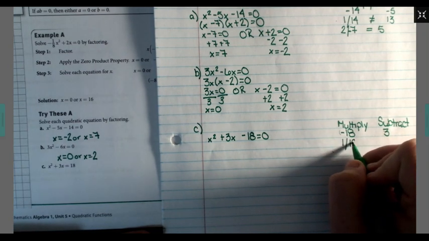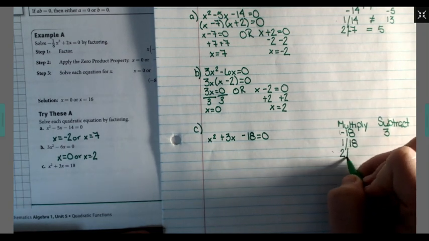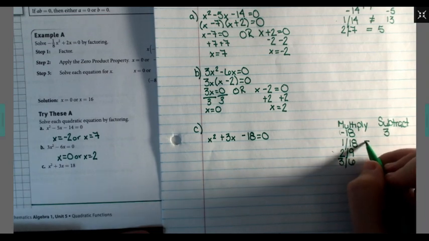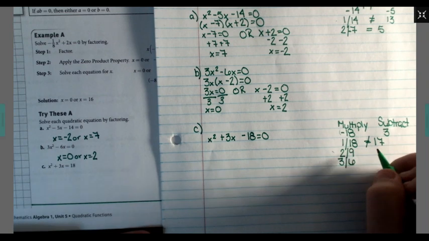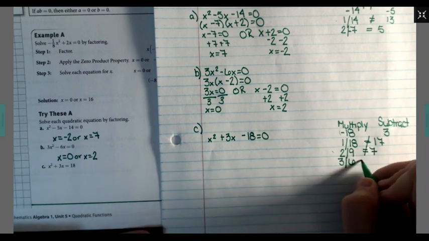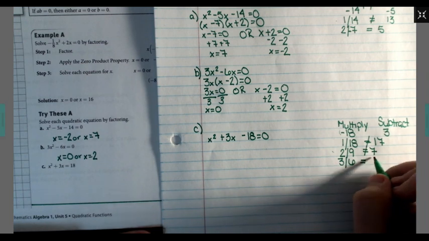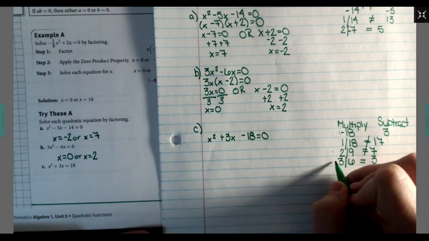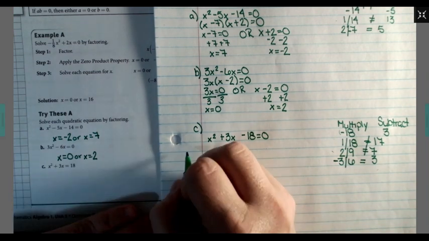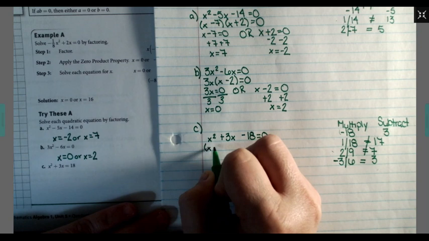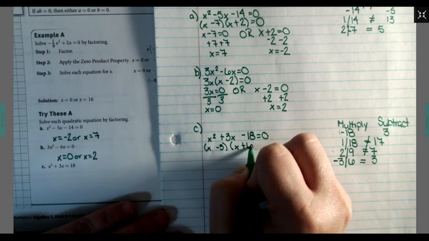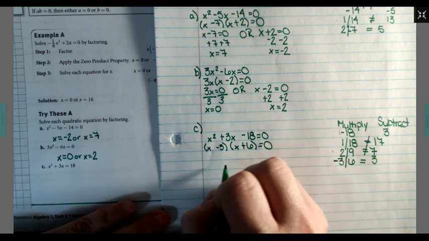Factors of 18 are 1 and 18, 2 and 9, 3 and 6. When I subtract these, this gives me 17. That doesn't work. When I subtract these, this gives me 7. That doesn't work. When I subtract these, I will get 3, but that means that my 3 has to be the negative in order to keep the answer positive. So we're going to have x minus 3 times x plus 6, and this is equal to 0.